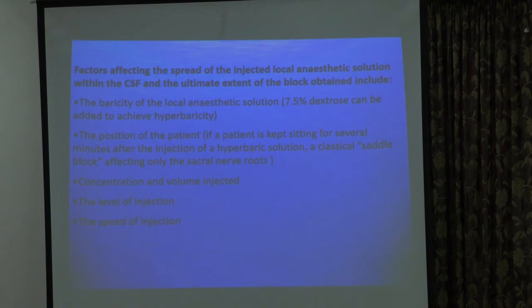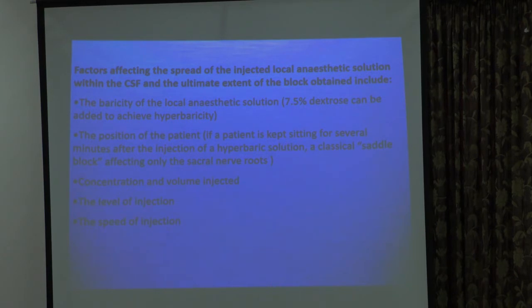And then the concentration that you use, and then the volume. Talking about the volume and the concentration, the heavy Bupivacaine is 0.5%, and I'm sure you all know it's 4 mils. For a standard adult, we use about 3 mils of this for spinal. 3 mils of the heavy Bupivacaine. That is what we use.